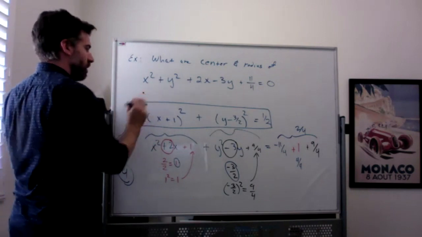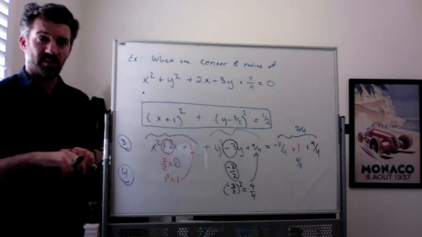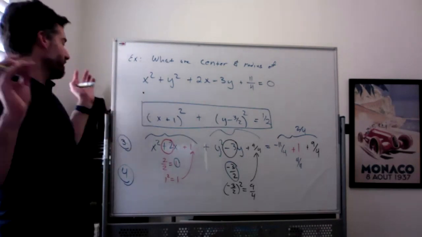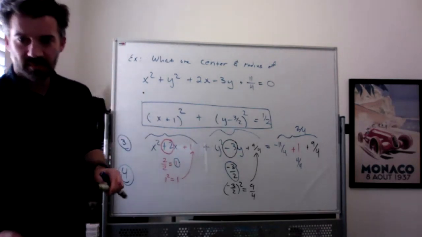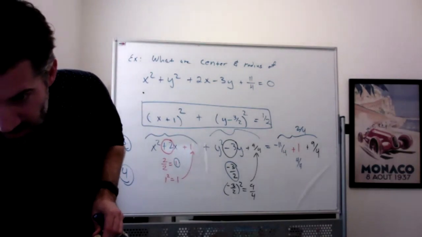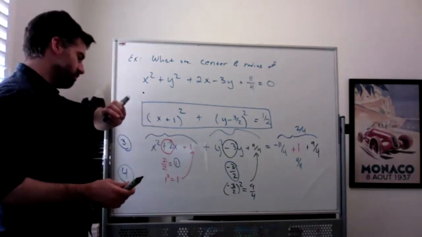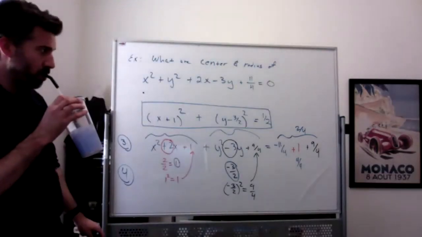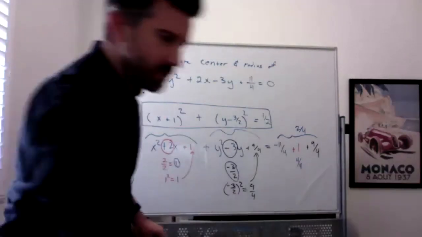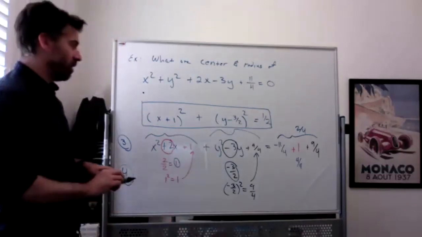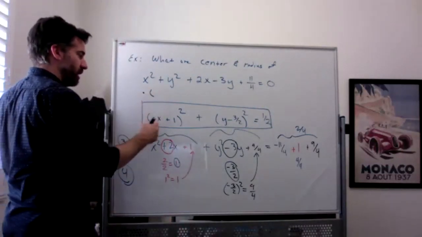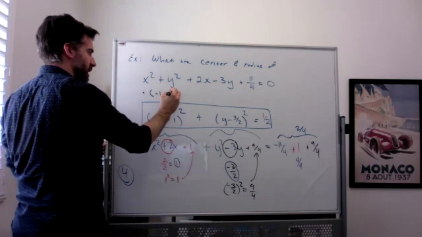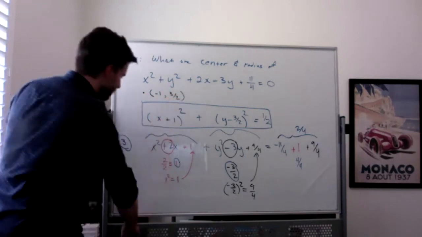So actually, I want you guys to take a minute and write down what the center is on your own. If you're taking notes. If you're not, just think about what it is. All right, so the center I'm getting is x is -1 and y is +3/2. My 3 looks terrible.